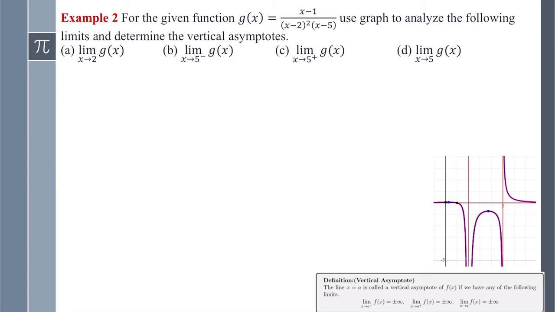Now let's look at this example. We are going to look at the graph again, and then we'll find this limit. So the first one is, again, we cannot do the direct substitution.